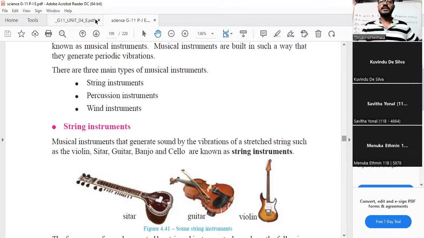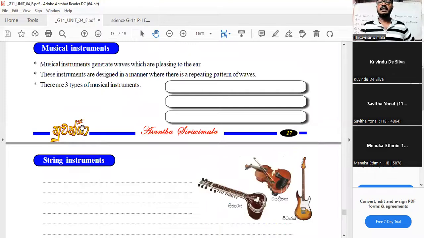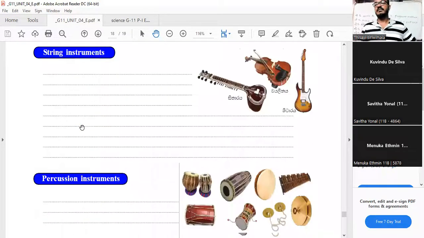Okay. So we'll talk about the string instruments. In the string instruments, they are vibrating strings. The pitch of a string can be changed according to the need, by increasing or decreasing the tension or by changing the thickness of the wire. When you put a thicker wire, it generates a sound of low pitch. Thin wire, sound of high pitch. When you increase the tension, high pitch. When you decrease the tension, low pitch.